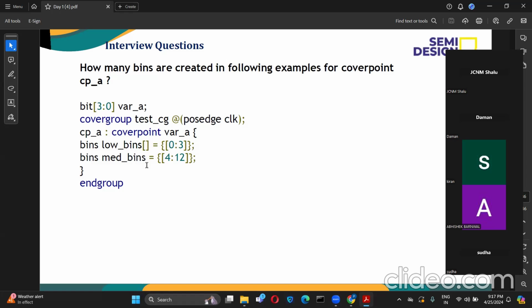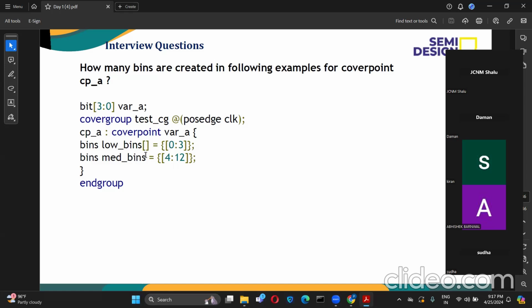And if it doesn't mention any subscript in the square braces, it will be considered as only one bin. It will create one bin and check if any of the values from 4 to 12 gets hit. It means this bin will get covered. That's how it will work. Okay, right. So mid bin is also called the range bin. When we are providing a range, it is called a range, but we can provide it in different ways, right? Here they are providing it as a range.